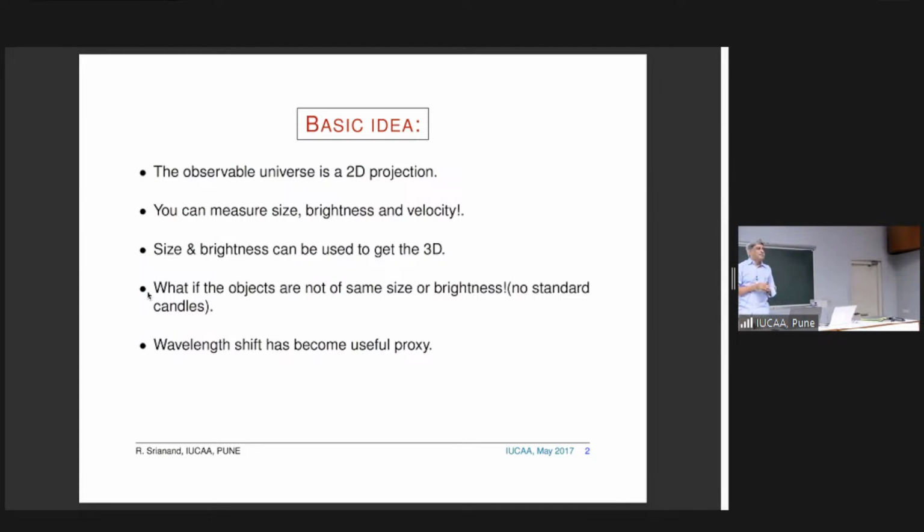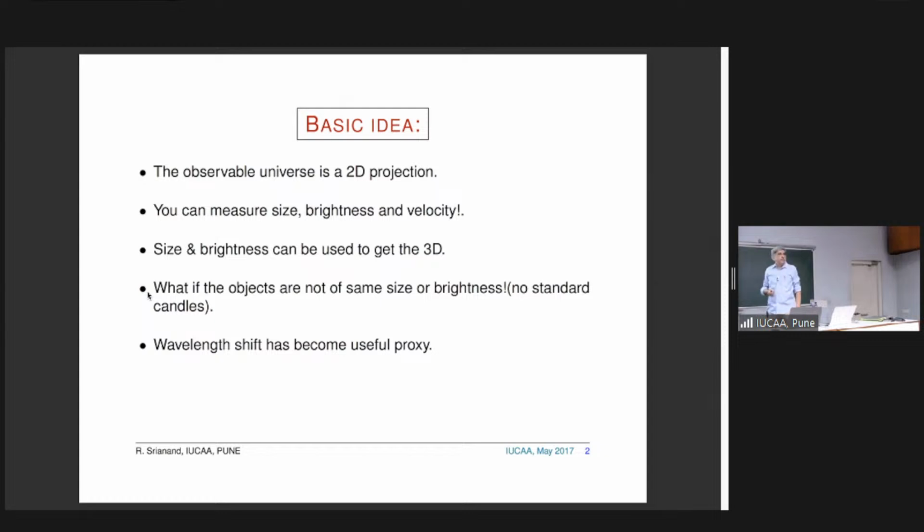But of course, this is an idealized situation. We cannot say that all sources can have the same brightness. It is rubbish, right? Because we cannot say that all human beings should have the same weight and height. It cannot happen, right? So that is the first point. So size and brightness can in principle be used, but it has to be used with care. That's the problem. No standard candles.